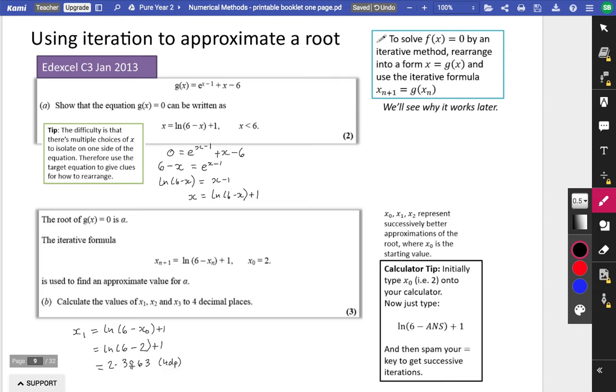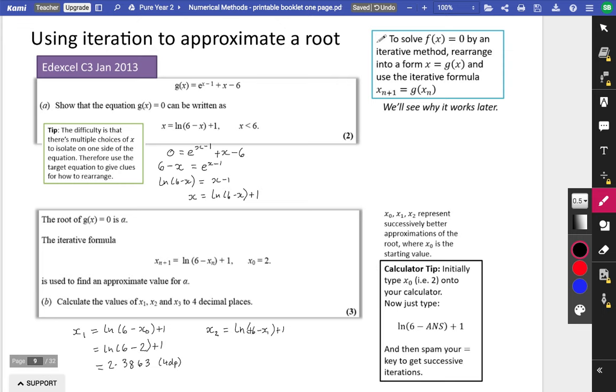Now, you don't want to have to do this same process again with this number, because that's going to take ages. However, I'm going to write it out this first time, and then we're going to talk through this calculated tip. So if I wanted to find out what x2 is, using this formula, when n is 1, it will be ln of 6 minus x1 plus 1. And we've just worked out what x1 is, which is over here.